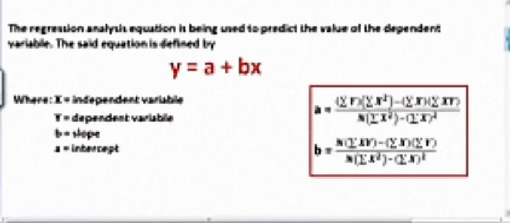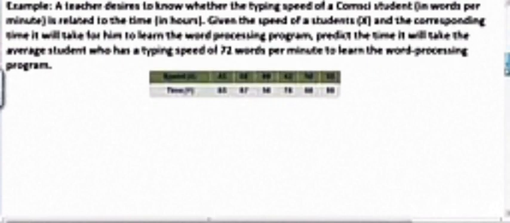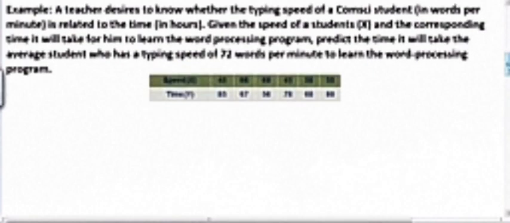Okay? So, to understand better, let us have an example. A teacher desires to know whether the typing speed of a ComSci student is related to the time. Given the speed of students, or the X, and the corresponding time it will take for him to learn the word processing program, predict the time it will take the average student who has a typing speed of 72 words per minute to learn the word processing program.